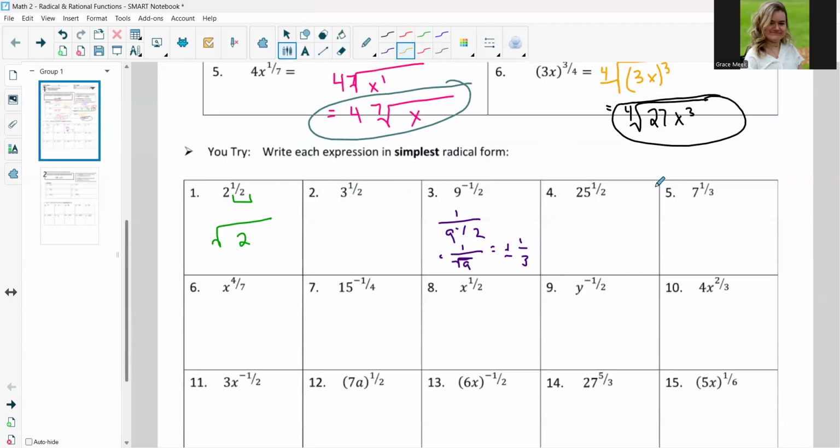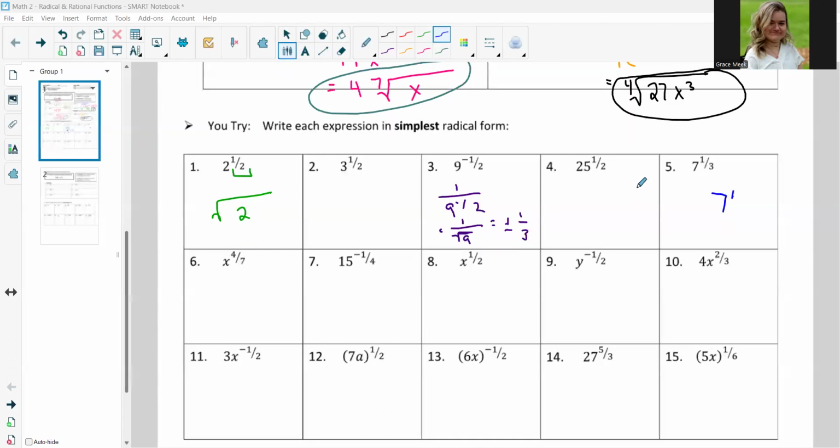On 5. Again, I'm going to have my 7 as my base. The number inside, in the numerator, is 1. And then my number on the shelf is going to be 3. And I make my radical symbol and put 3 on the shelf. Then there's no way to simplify this. There's no cube root of 7, so I'm just going to leave it like that.